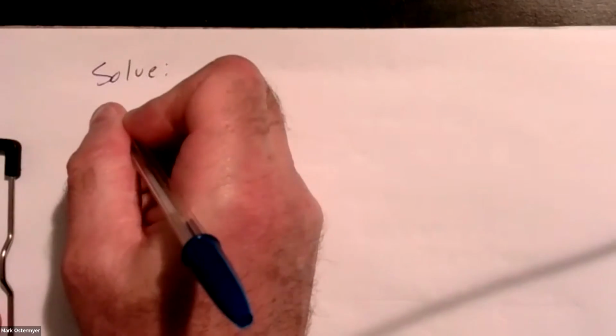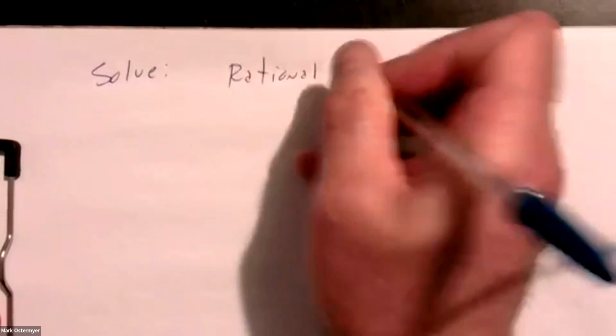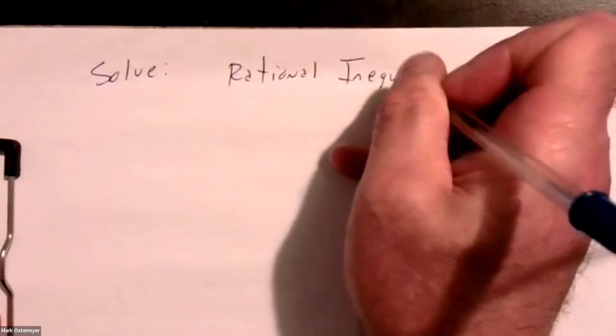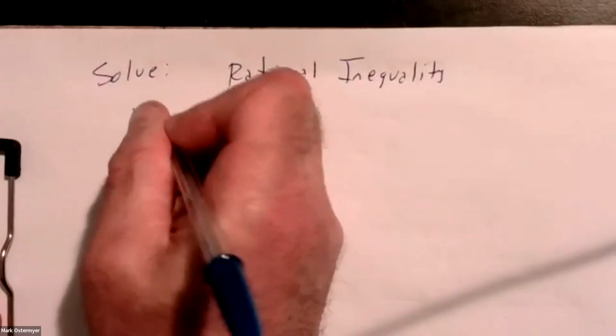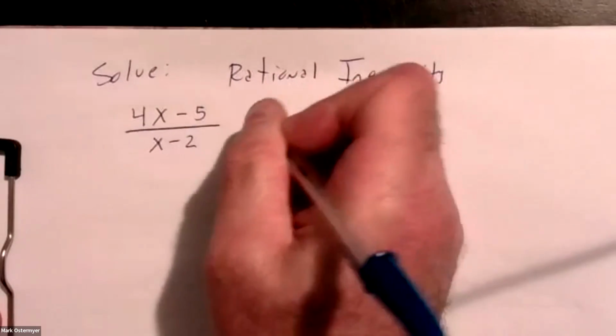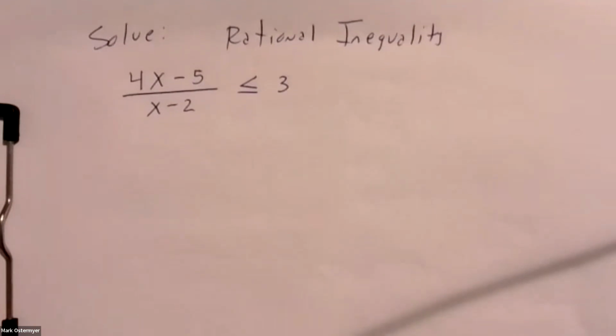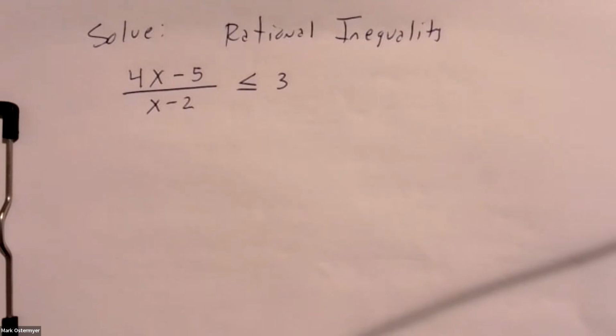All right, here is what's called a rational inequality. It's called a rational inequality because it's a rational expression and an inequality. So I'm going to show you how to solve a classic rational inequality. We want to solve this for its solution set X.